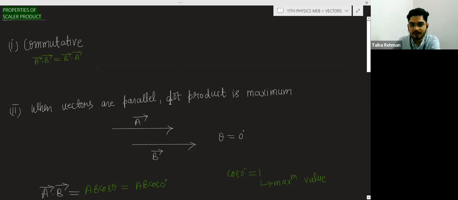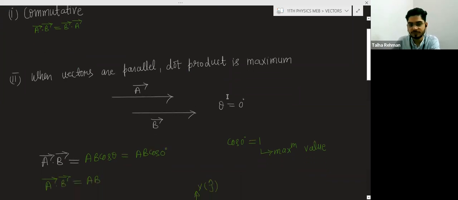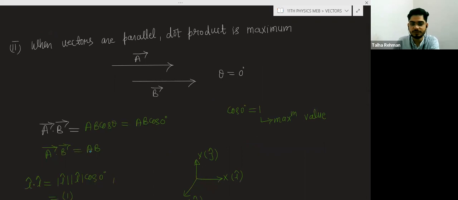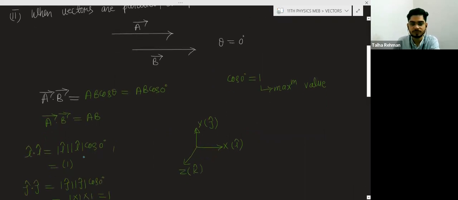When vectors are parallel, the dot product is maximum. How is the dot product maximum? Vector A and vector B are parallel vectors, so the angle between them is theta. Now the dot product of A and B is AB cos theta. Instead of theta, you put 0, and cos 0 is 1, and 1 is the maximum value of cos. So you get A dot B equal to AB, and this AB is the maximum value.